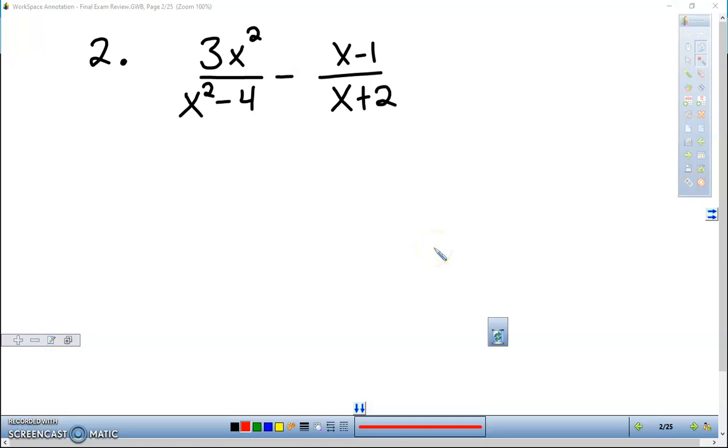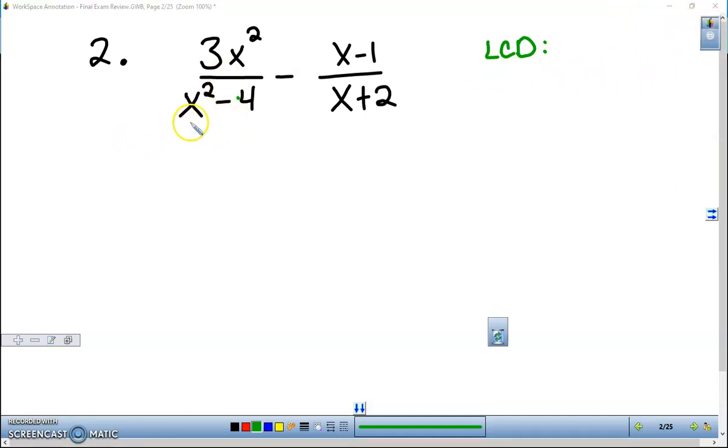Hey guys, so for this next example, we have 3x squared over x squared minus 4 minus x minus 1 over x plus 2. The first thing that we need to do for this problem is recognize that we're trying to make these become 1. So we have two separate expressions, we're trying to subtract them. So the first thing we need to do is determine what our least common denominator is going to be.